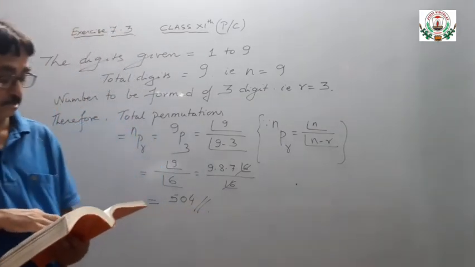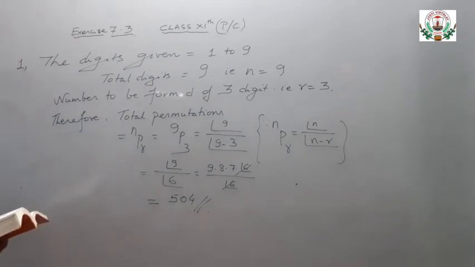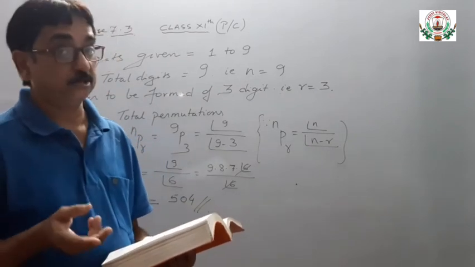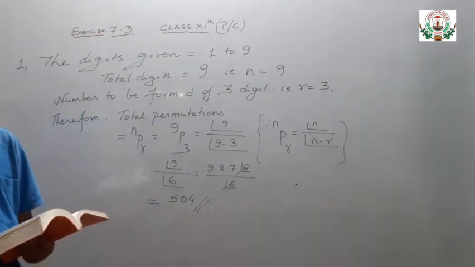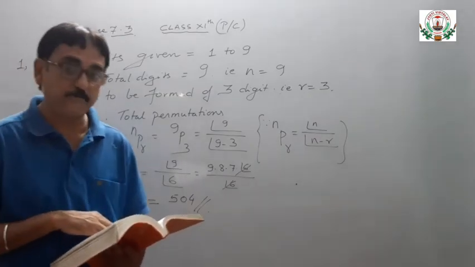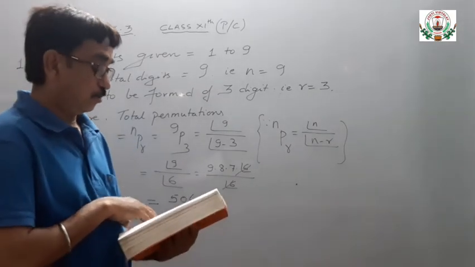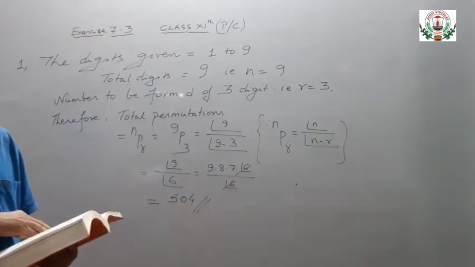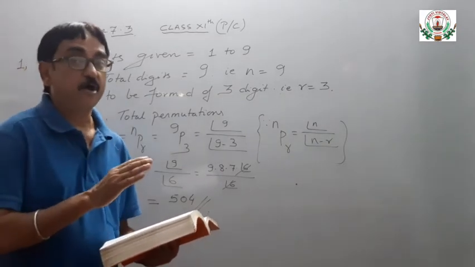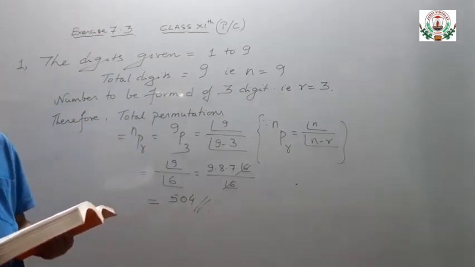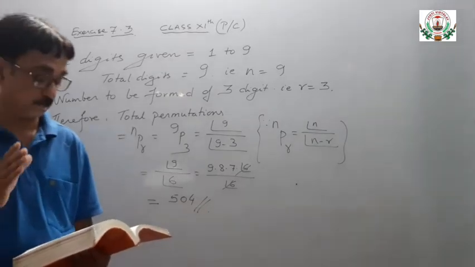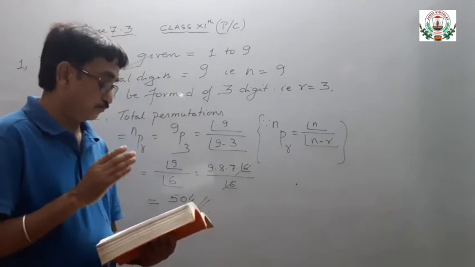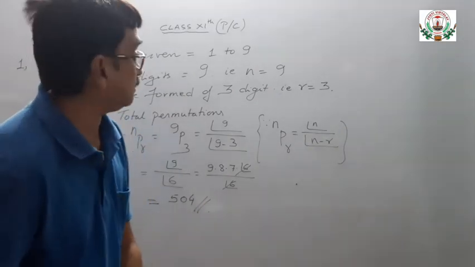How many three-digit numbers can be formed by using the digits 1 to 9? If no digit is repeated, it means that all the digits are different. How many three-digit numbers can be formed by using the digits 1 to 9 if no digit is repeated?